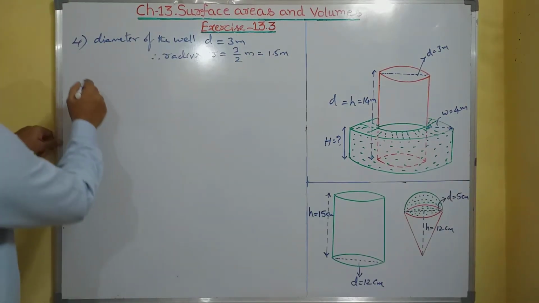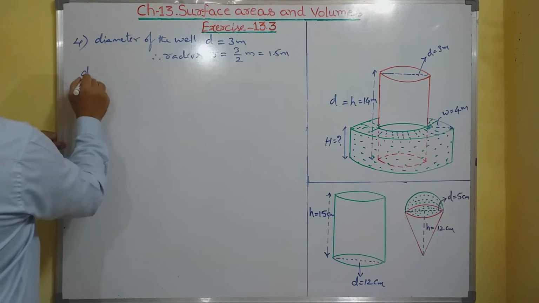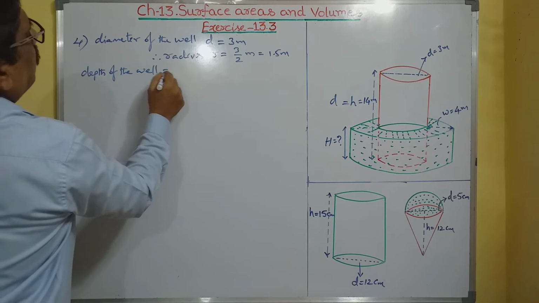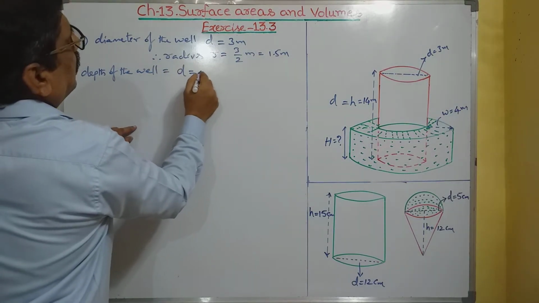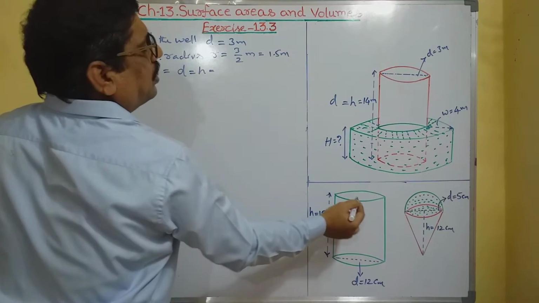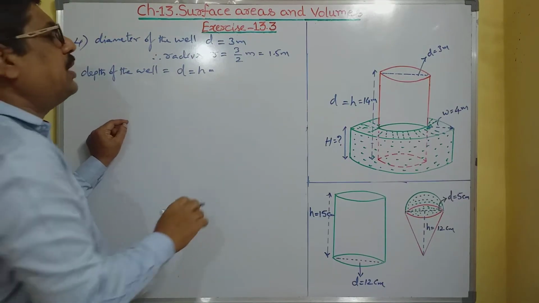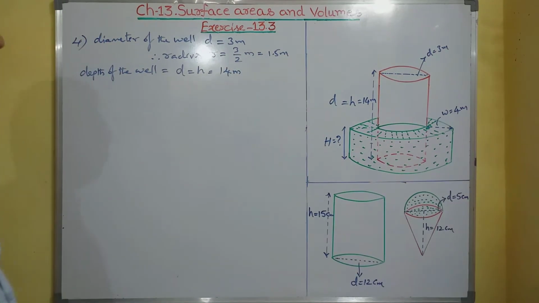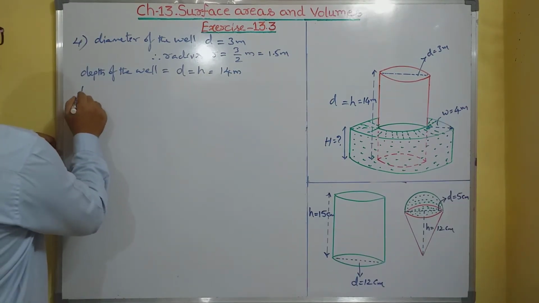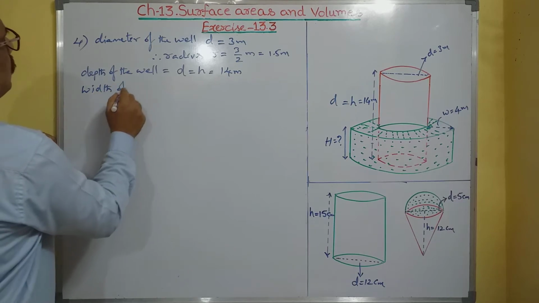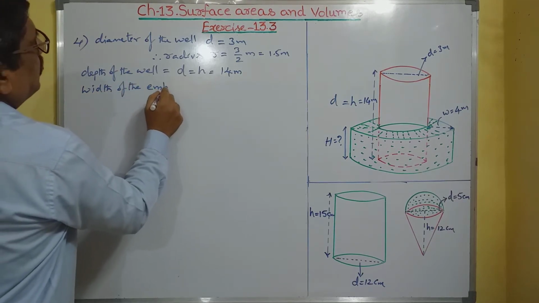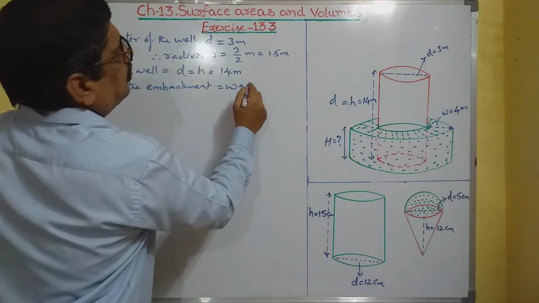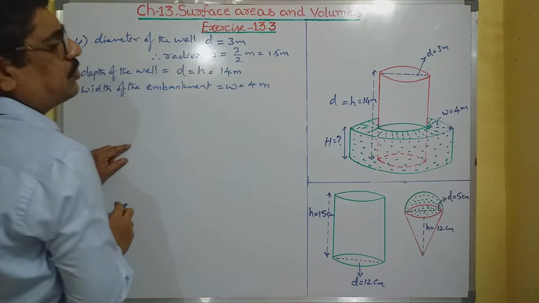Now, depth of the well. Depth of the well is equal to h. Let us consider it as the height of the well. Mathematically, we can consider it as height. So how much is it? 14 meters. Now, width of the embankment, w is equal to 4 meters.